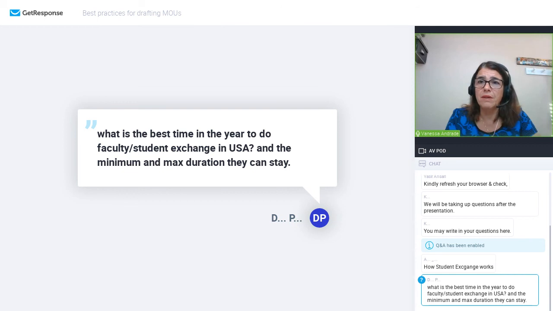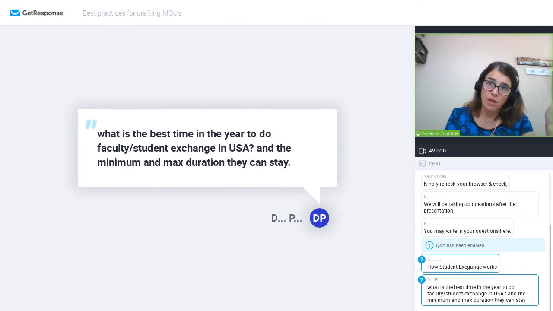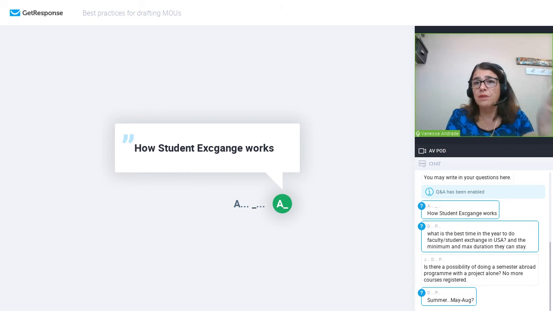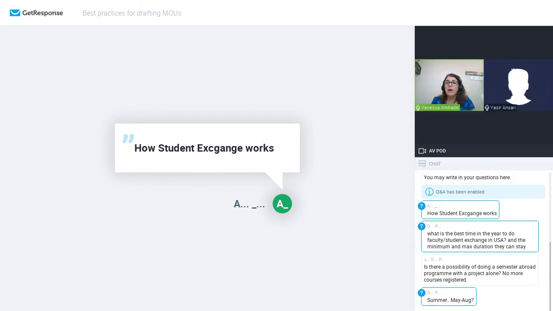If it is the semester or the year abroad, which is the most common, then it's usually only possible when the semester or the year starts. So it's usually either end of January to end of May, or end of August to middle of December. So they can do either the fall or the spring study abroad semester.